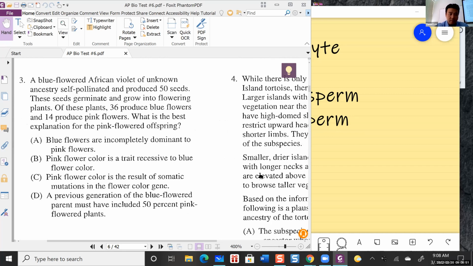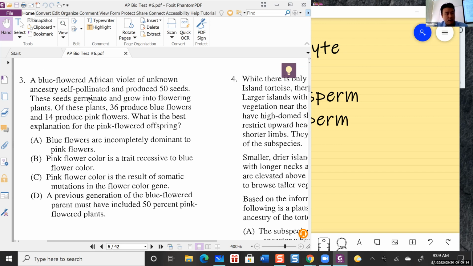Number 3, we have a blue flower. So blue flower African violet of known ancestry self-pollinate. Now, a lot of people saw this word self-pollinated and right away called plants, flowers, asexual. Now, flowers, whether they cross-pollinate or self-pollinate, they go through meiosis. They are sexually reproducing organisms, period. Yeah. Self-pollination does not mean you're asexual. It just means that the meiosis product, the sperm cells carried by pollen, and the meiosis product, the eggs in the ovule, yeah, they fertilize themselves. Okay, all right.